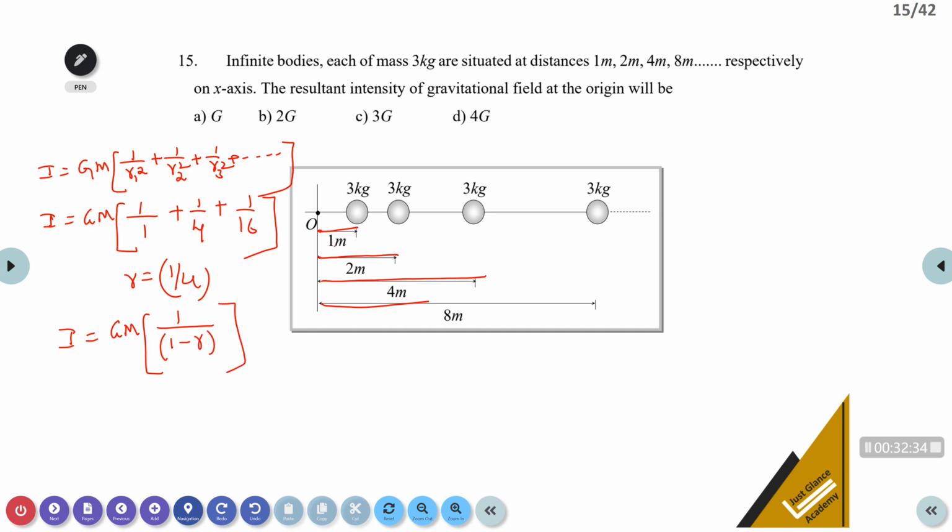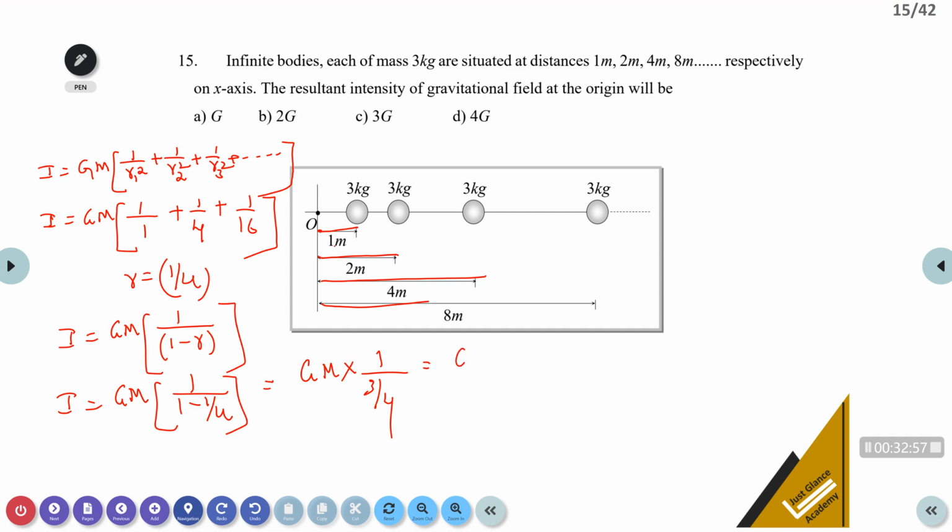What is I here? I equals G into M, 1 divided by 1 minus 1 by 4. Substitute this: G M into 1 divided by 1 minus 1 by 4. It becomes 3 by 4.